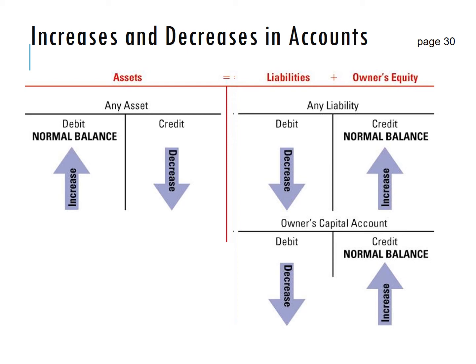Our capital account is classified underneath owner's equity. We know that to increase owner's equity, we need to credit the capital account. The increase side is the credit side. To decrease the capital account, we will have to debit our capital account. However, when you do business transactions, you will never use the debit side of a capital account.